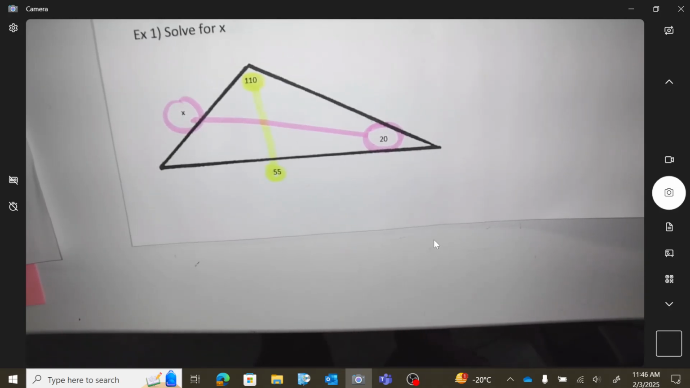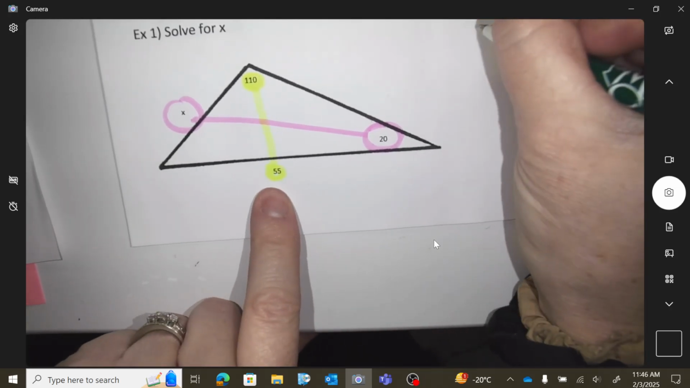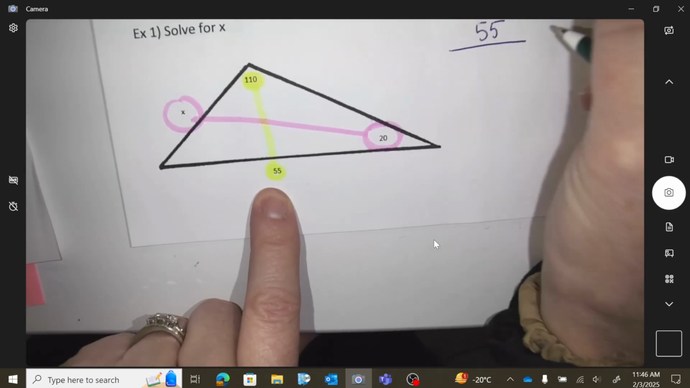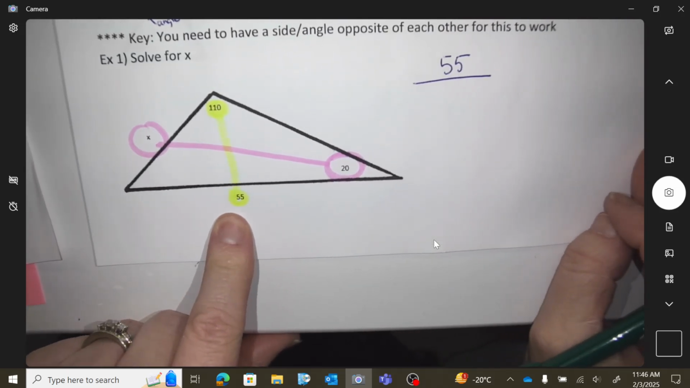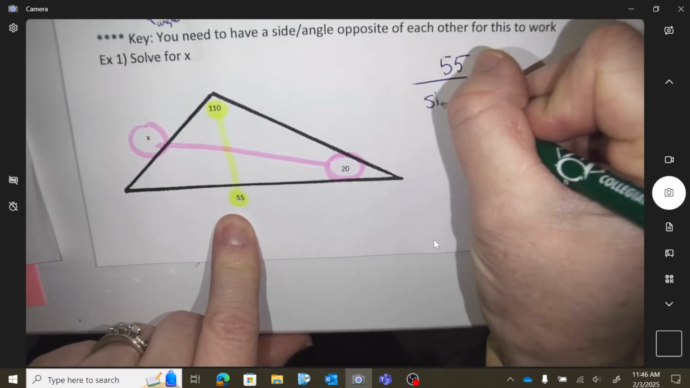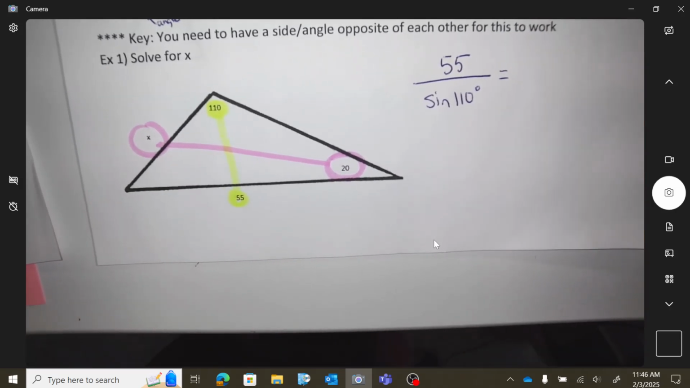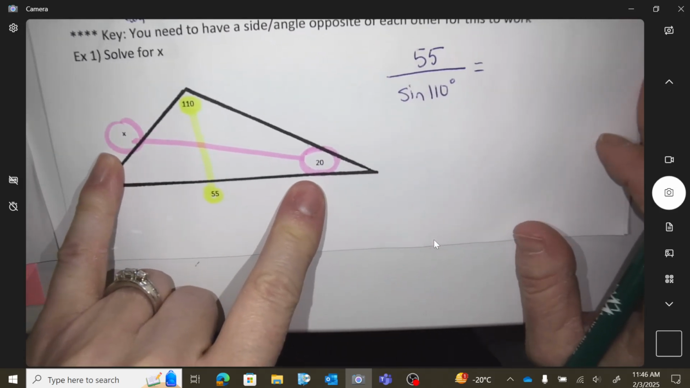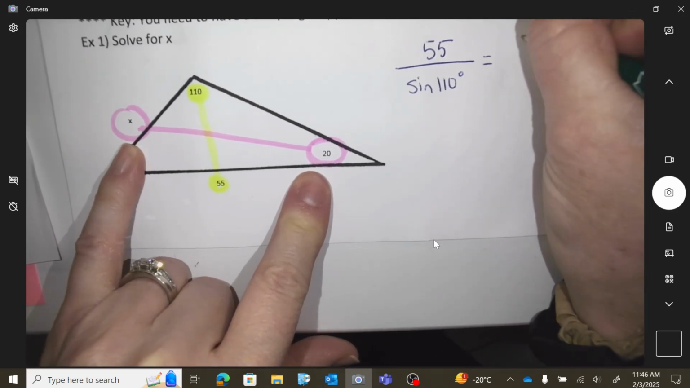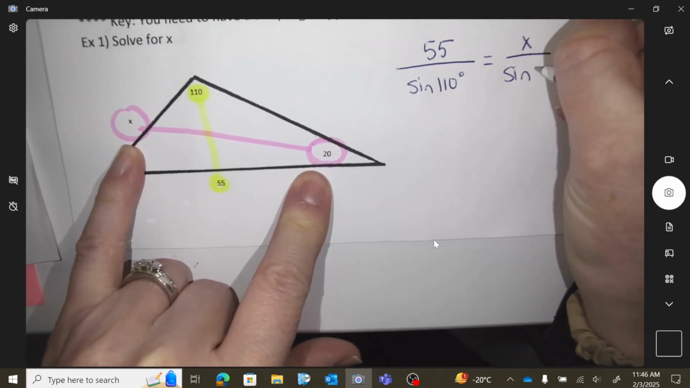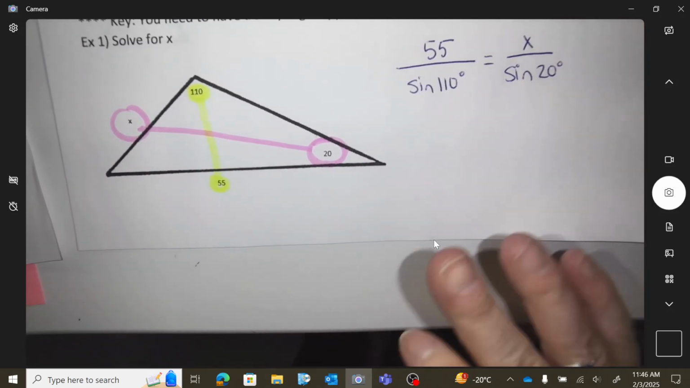Okay, so what I'm going to do is take that and put it into the formula that I was given. So here it goes. 55 is a side, and it is across from sine of 110. See the pair that I did? Yellow to yellow. You have to do the side divided by sine angle. Now I'm going to do the pink pair that I did. So think about what's the side. x over sine 20. And there you go.